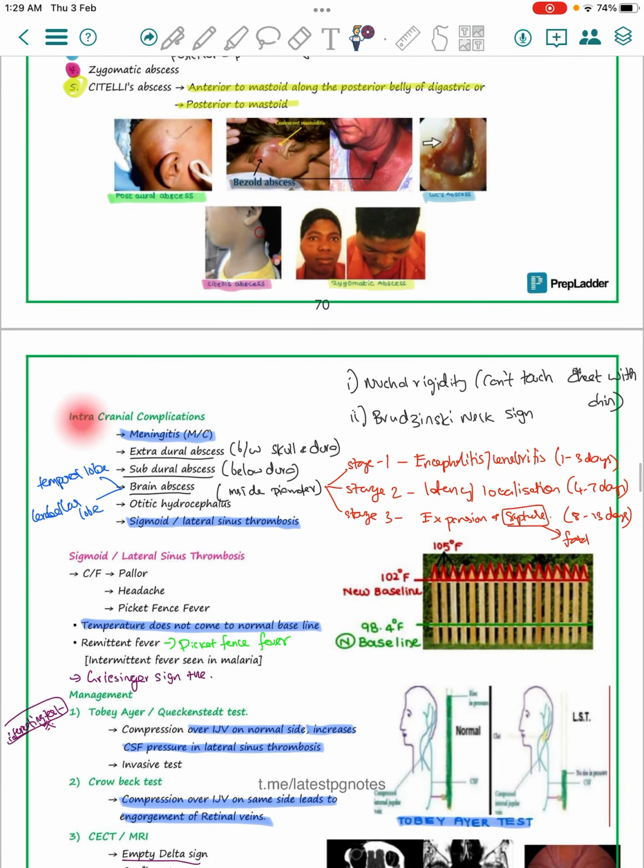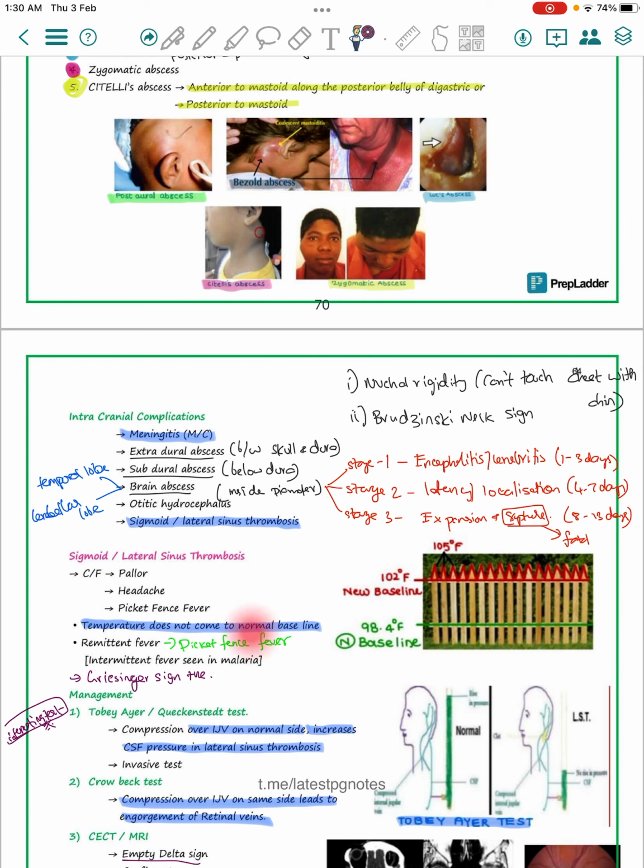Then let's come to the intracranial complications, like meningitis, which is the most common. Then extradural abscess, subdural abscess, and brain abscess, that is, the 3 layers of meninges: pia mater, arachnoid mater, and dura mater. Like that, brain abscess, subdural, extradural, and meningitis will be there. Then otitic hydrocephalus, then sigmoid and lateral sinus thrombosis. Among these, lateral sinus thrombosis is a very important one, where the clinical features are pallor, headache, and picket fence fever, which is a very important note.